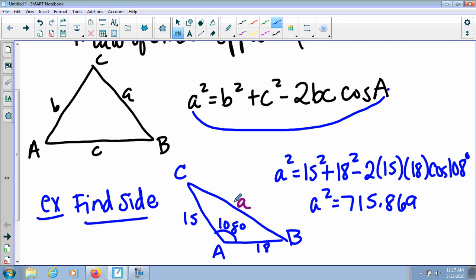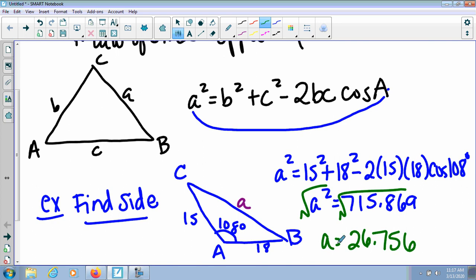But obviously a is not 715, that wouldn't make sense in this triangle. So to figure out what a is, we're going to take the square root, and then we'll have a by itself. So we'll do the square root of that 715, and let's see what we get. And that is 26.756. So side A, 26.756.